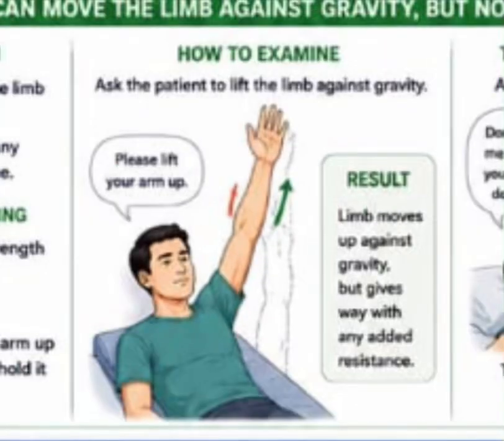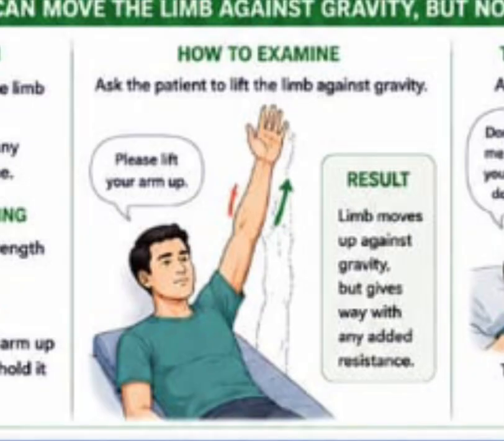Now ask the patient to lift the arm against gravity, like you are seeing in this picture. Please, sir or ma, lift your arm up. Now when the patient lifts the arm up, what do you see? The limb moves against gravity but gives way when any additional resistance is added. Give way in the sense that the patient will not be able to resist the therapist or any form of resistance that is added.